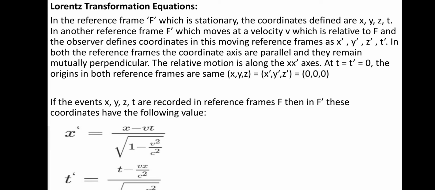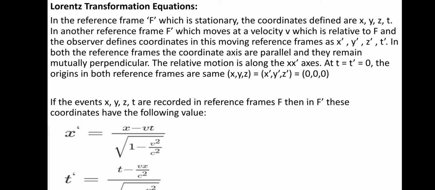Lorentz transformation equation. In the reference frame F, which is stationary, the coordinates defined are x, y, z and t. In another reference frame F dash, which moves at a velocity v relative to F, the observer defines coordinates in this moving reference frame as x dash, y dash, z dash and t dash. In both the reference frames, the coordinate axes are parallel and they remain mutually perpendicular.